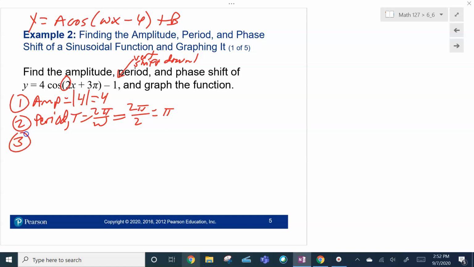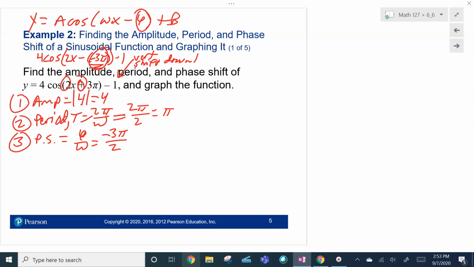3, let's do our phase shift. Now notice we've got a plus right here. So another way to think about this, this is the same as 2x minus a negative 3 pi minus 1. In other words, our phi, which follows the negative, is negative 3 pi, right? Because the signs disagree there. So our phase shift, which is phi over omega, is negative 3 pi over 2.